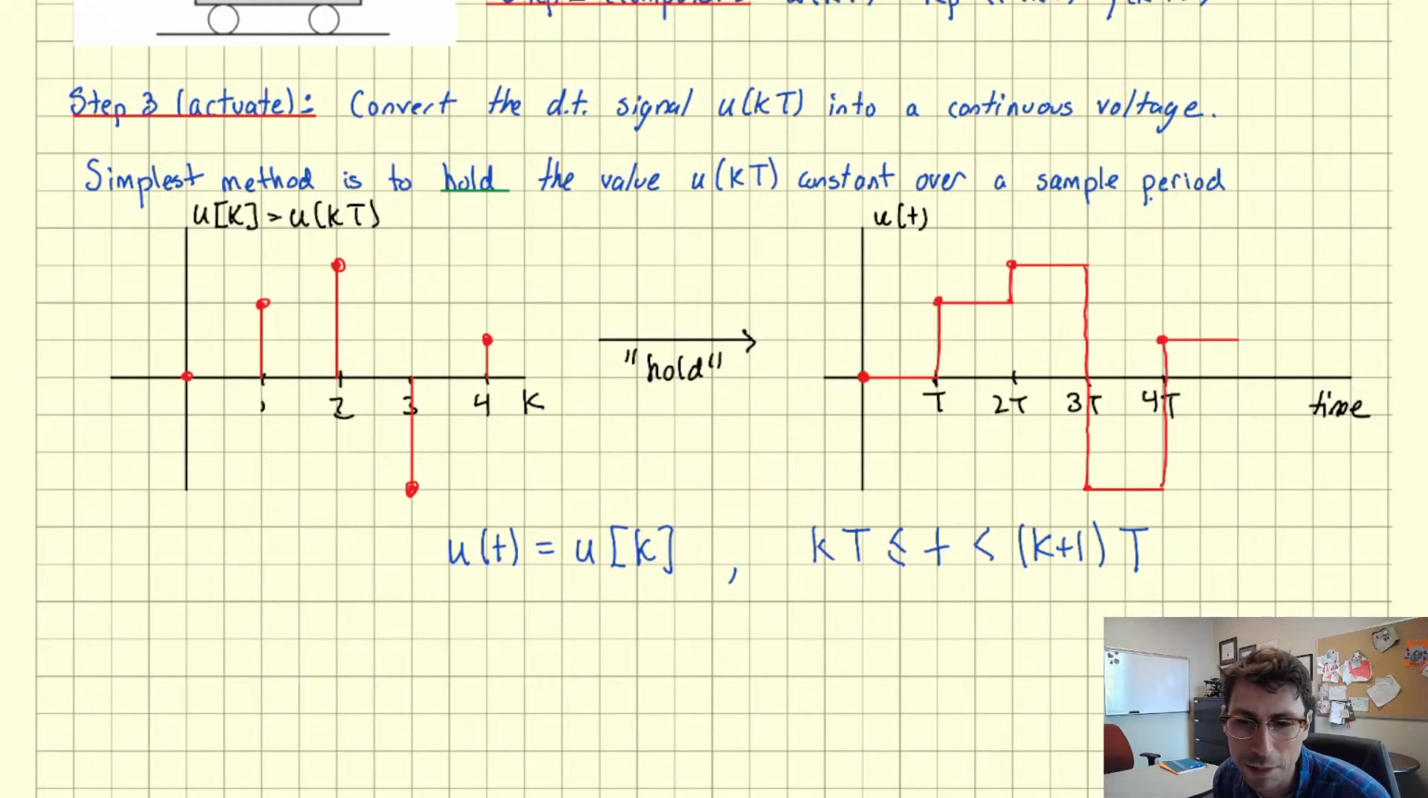Okay, and then if you wanted to write down an equation describing that, we would say that u of t is going to be equal to the computed value u of k over one sample period. And that's what that explains over there.